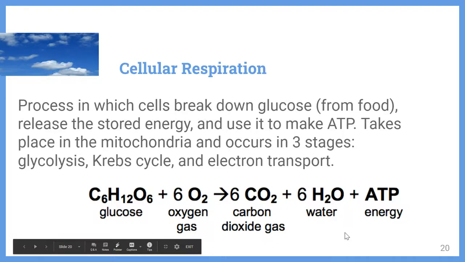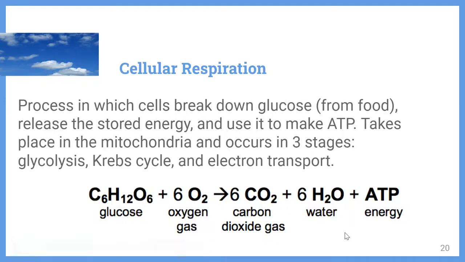Hi guys, this is the video on cellular respiration and how it sort of works with photosynthesis. Cellular respiration is a process that every cell does, including plant cells, animal cells, bacteria cells, fungi cells, all the things. It's a process in which cells break down glucose. So, quick reminder, glucose is a type of sugar. It's a pretty simple sugar that you can use to build more complicated things.